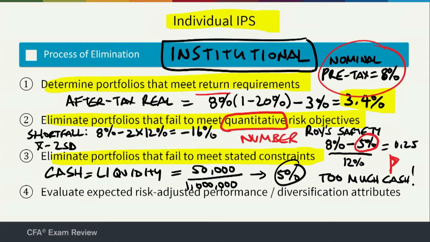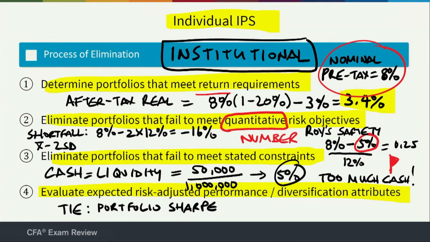Notice I'm putting a little red flag here to indicate to you that that's a possibility, because clearly we don't want to keep our clients too much into cash. And the final step, if we still have to make it, and again, we don't have to do these in order, we want to take a look at the expected risk-adjusted performance. So in the event of a tie, for example, what we could do is choose the portfolio with the highest Sharpe ratio, if we're not able to eliminate everything. That is a possibility here as well.